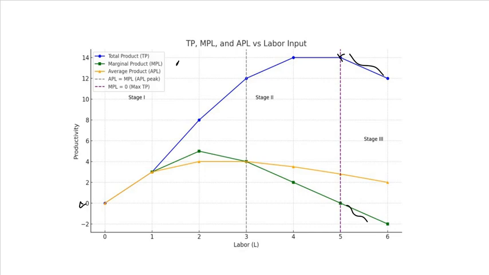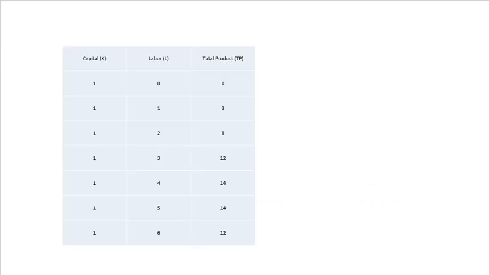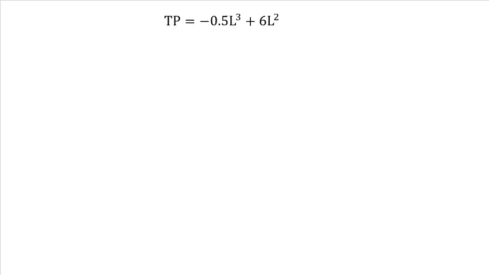Now we will see the case where we have a function instead of a table. In the last example we saw a table with different quantities of labor and the total product for each quantity. Now imagine that we have a function, something like this. The total product function of, let's say, a workshop is TP equals minus 0.5 L to the power of 3 plus 6 L squared.